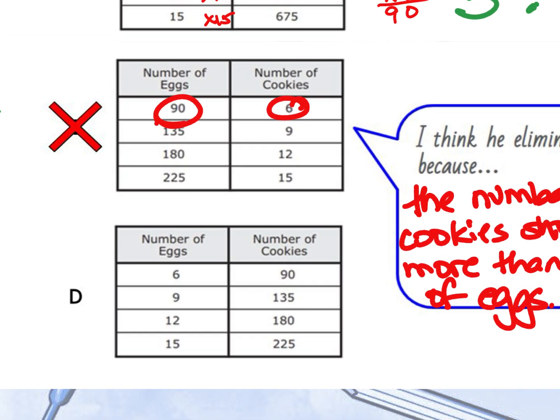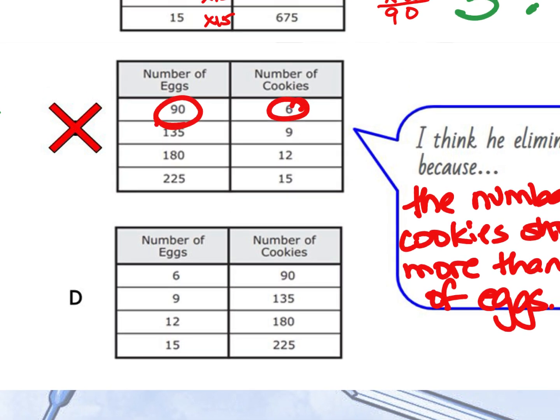All right, so then if we look at answer choice D, we do see that 90 right there, right? And if we pick another one, for example, I can see from 6 to 12, that's twice as much. So is the number of cookies also twice as much? Yes. So I have found 2 correct ratios on here, and I've eliminated the other 3, so I'm pretty confident that D is my answer.